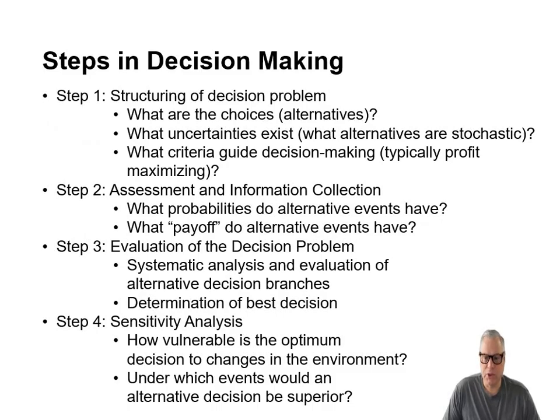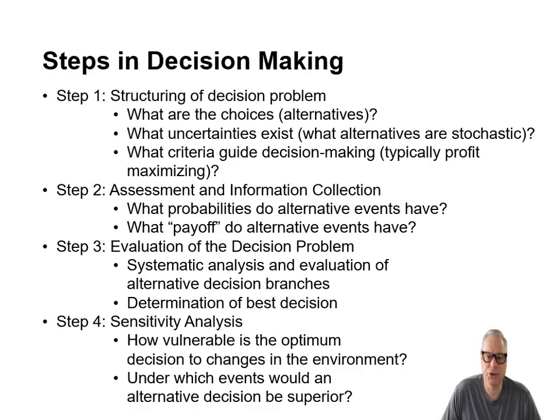Whenever you do decision analysis, you typically go through 4 steps. Step 1 is you need to structure the decision problem. That involves answering questions like what are the choices or the alternatives, what uncertainties exist, what alternatives are stochastic, what criteria guide decision making, typically profit maximization or utility maximization.